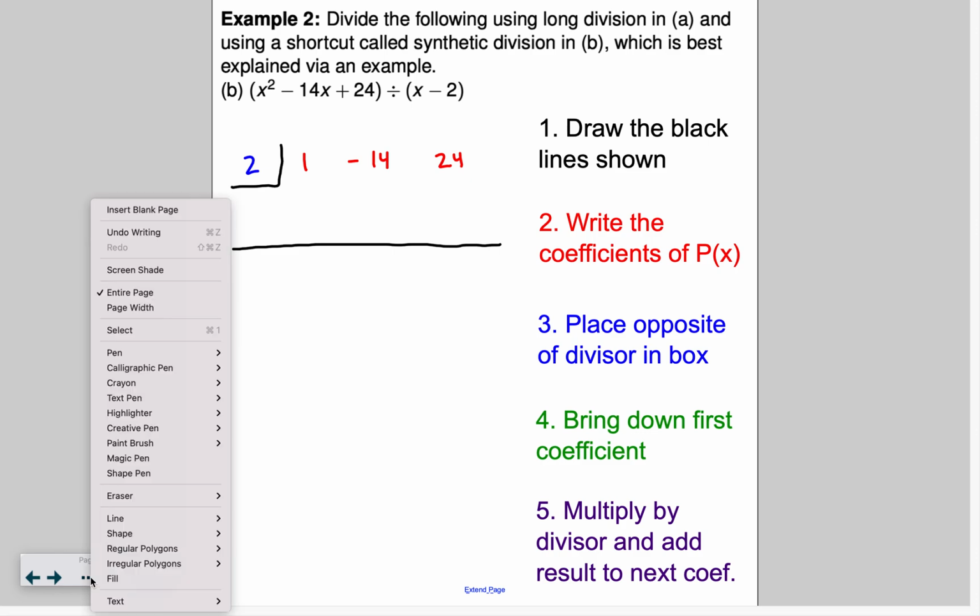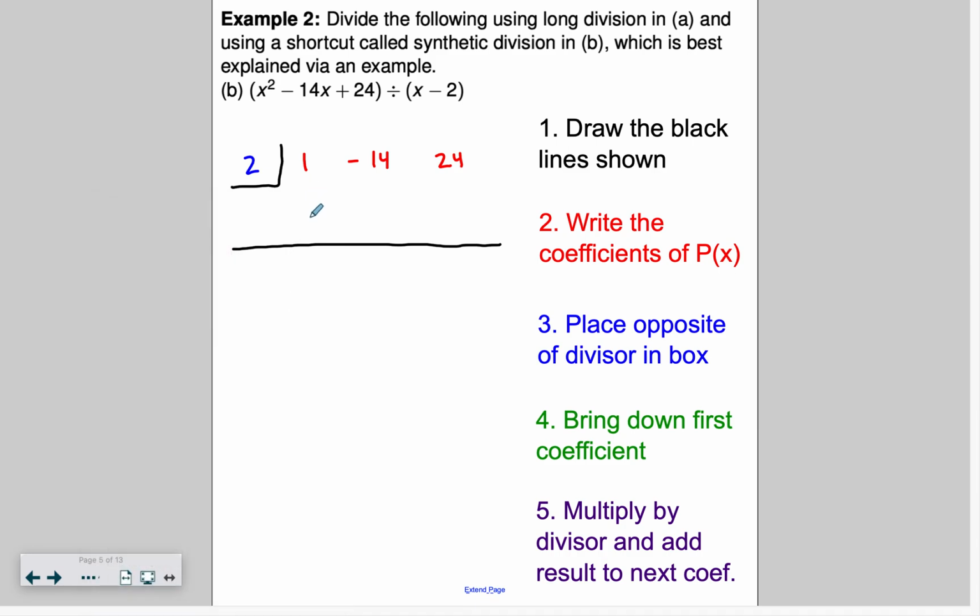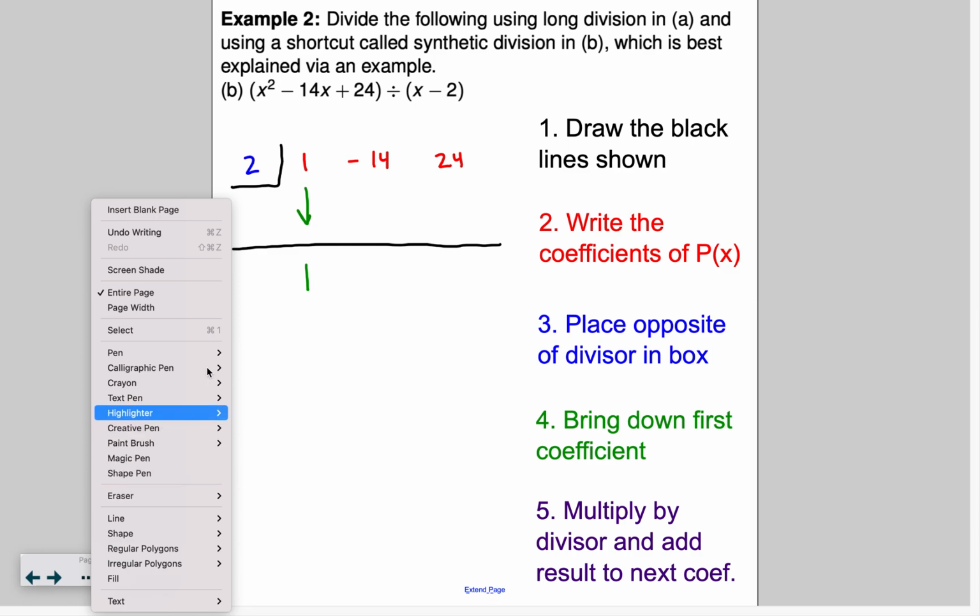Step 4 rather, is bring down your first coefficient, which is the highest power. So we write a 1 right here. And then it's really easy from here.